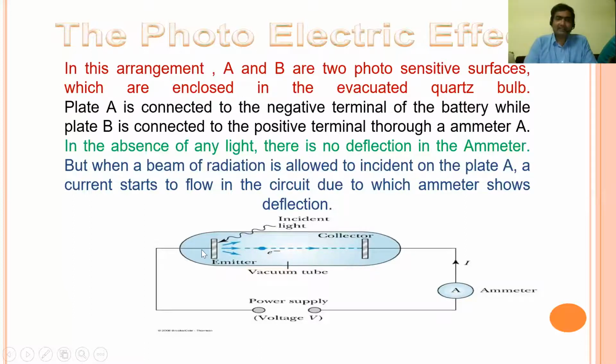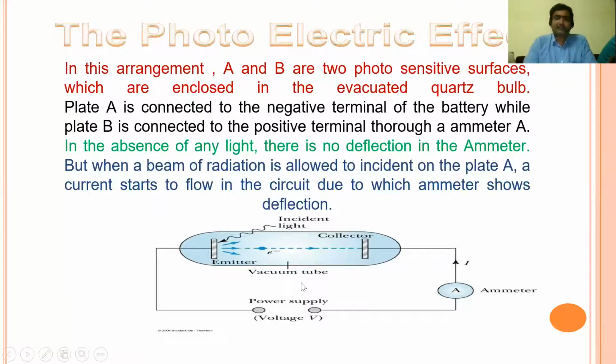Plate A is connected to the negative terminal of the battery, the power supply. Whereas plate B is connected to the positive terminal of the supply through the ammeter. Why an ammeter? The ammeter reads current. In the absence of any light, if no light is falling on this metal surface, then there is no deflection in the ammeter.